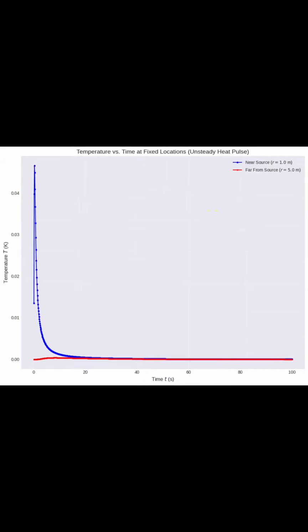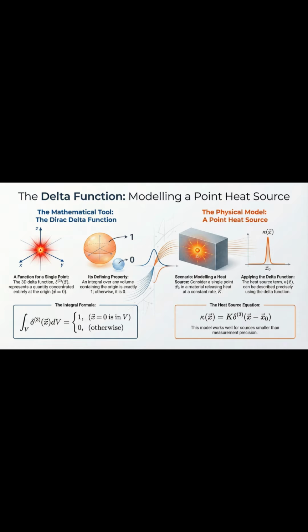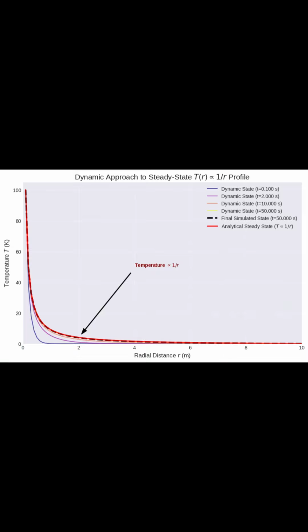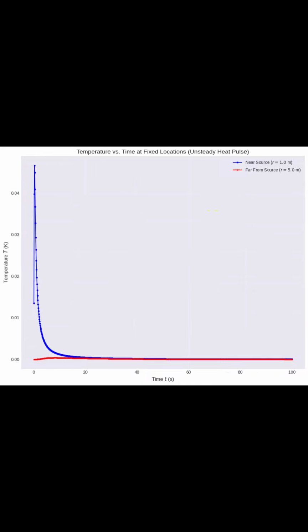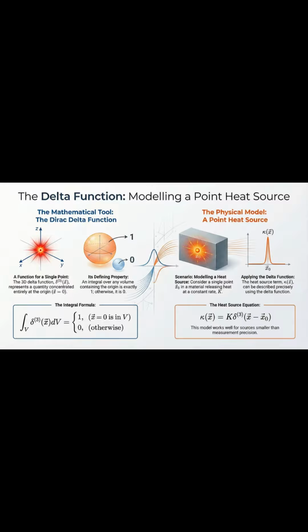Second, once we've nailed down where the heat is, the next big question is when. See, the system's behavior totally changes depending on its time profile. Is the heat on all the time, what we call a steady state, or is it just a quick blast, an unsteady or transient state? This timing difference is really the key to what happens next.